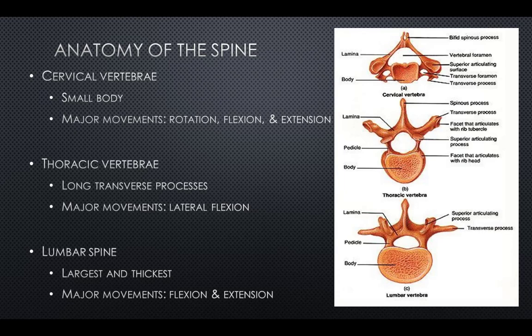The vertebrae have distinct features which separate the different levels. Cervical vertebrae have a small body. They allow for the major movements of rotation, flexion, and extension. Thoracic vertebrae have long transverse processes. They allow for the major movement of lateral flexion. The lumbar spine are the largest and the thickest, and they allow for the major movements of flexion and extension.